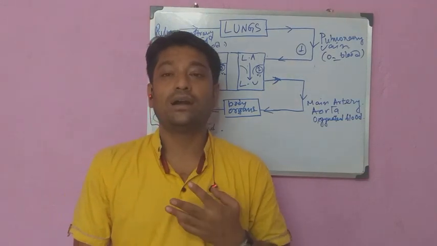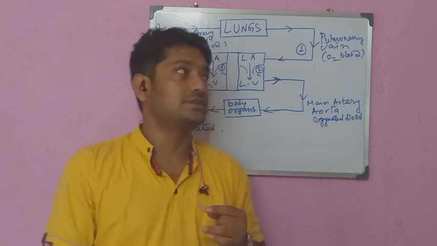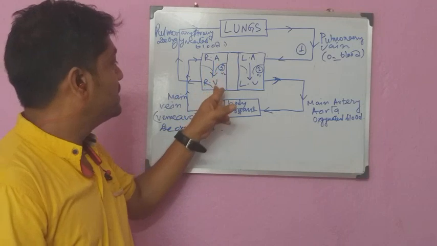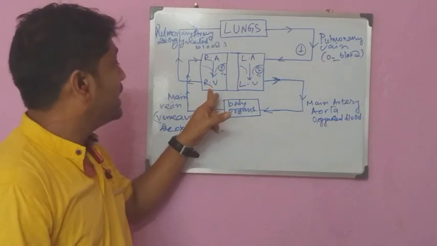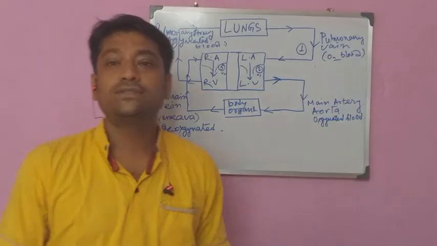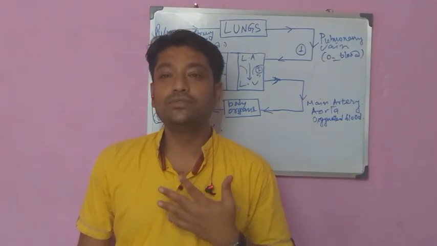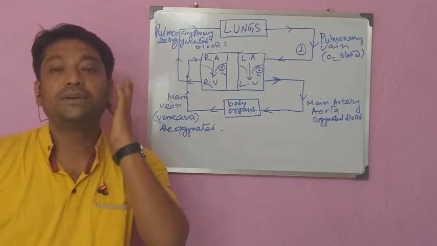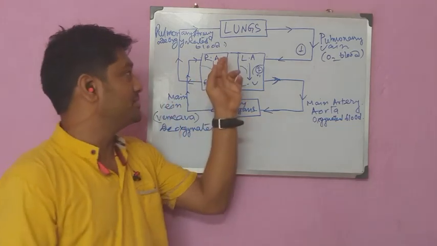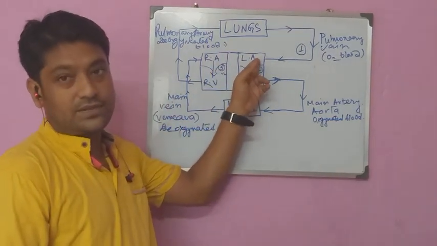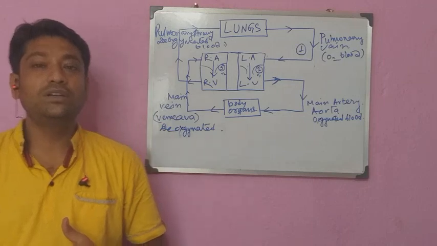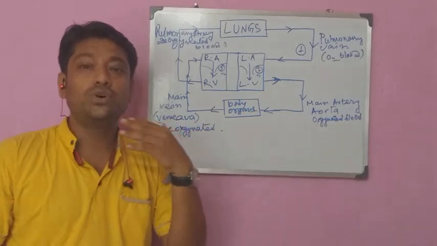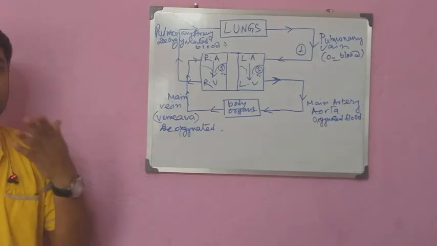The human heart is divided into four chambers: right atrium, left atrium, right ventricle, left ventricle. Understood? The upper chambers are called the right and left atrium, and the lower chambers are called the right ventricle and left ventricle. Understood?